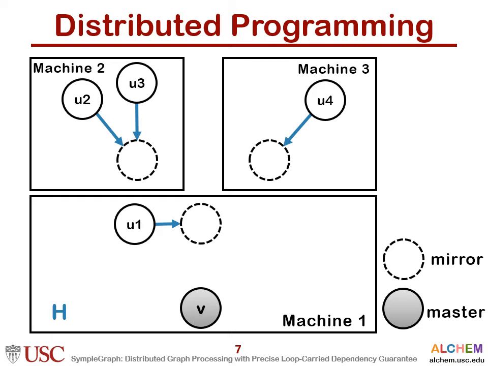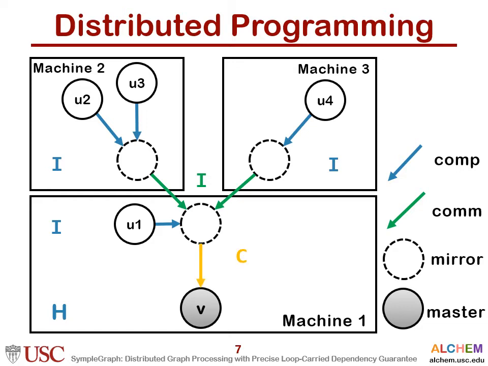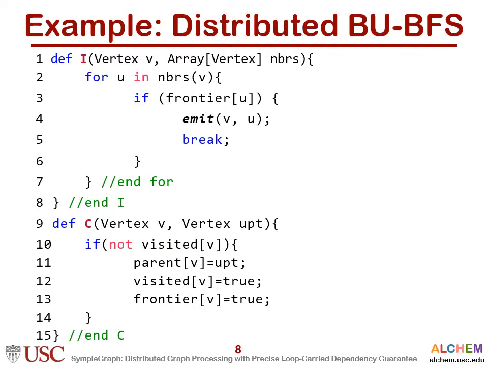So the updated values will first be generated on the mirrors. And people use two functions instead of one function to define the graph algorithm. The first is a function I that gathers the update and sends it to the master vertex. The second function is c that combines all the updates from different machines. We can see an example of distributed bottom-up BFS here.